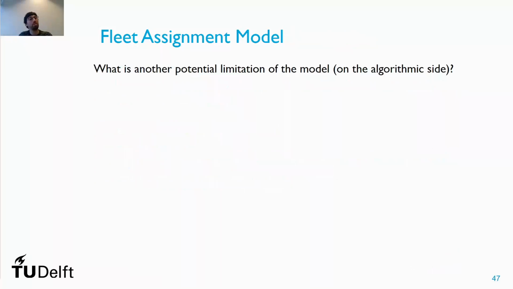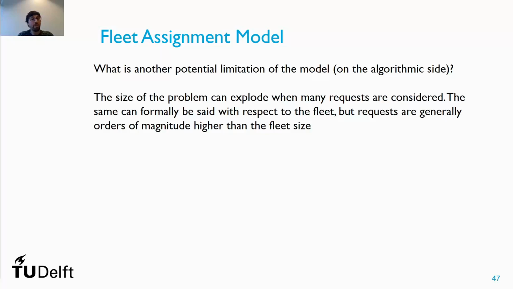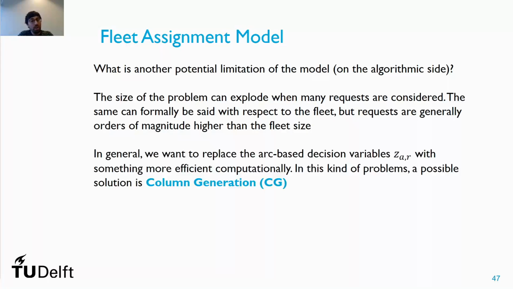And what is another potential limitation of the model, this is a bit trickier, more on the algorithmic side? The size of the problem can explode when many requests are considered. Basically, the same could be formally said for the fleet, but usually the fleet is much smaller than the number of requests that potentially can enter and exit the system. So in general, what we want to do is replace an arc-based decision variable ZAR with something more efficient computationally. And in this kind of problem, a possible solution is column generation, which will be treated in the next video.